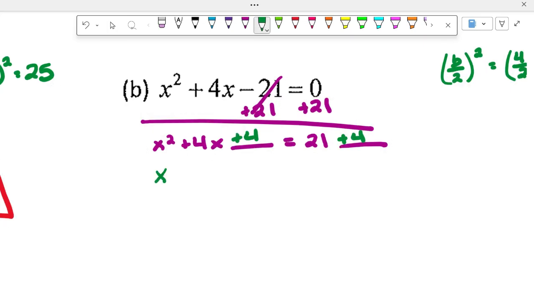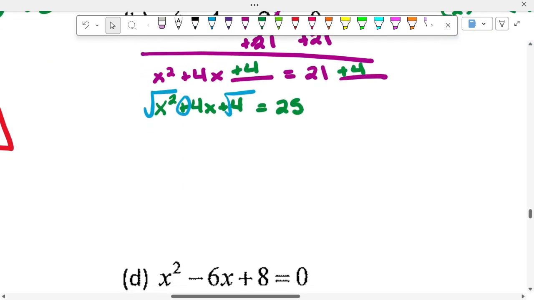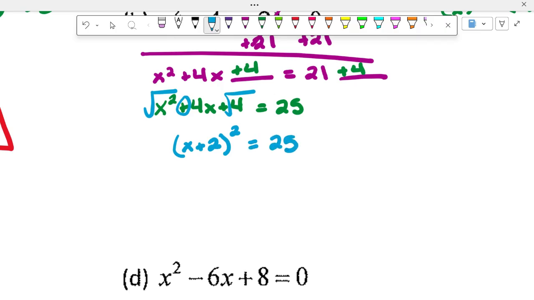All right. So if I clean this up a little bit, I got x squared plus 4x plus 4 is equal to 25. What's my next step? So in other words, factor. So I square root the first, keep the sign of the second, square root the last. So what would this be factored? X plus 2 squared is equal to 25.